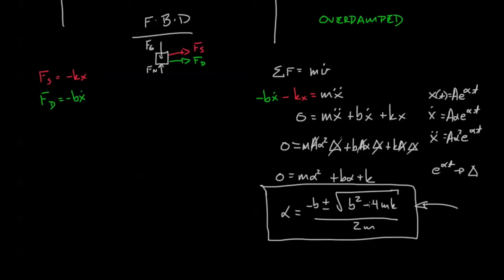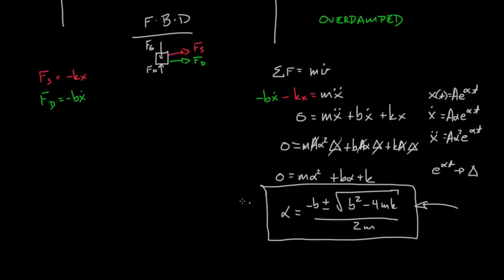Underneath this radical, that b squared minus 4mk could be positive, in which case you have some sort of real solution. It could be negative, in which case you have e to some imaginary exponent, and you're going to have oscillations from Euler. Or it could go to 0, in which case you're going to have a really simple solution. Now let's flesh this out a little bit more. Let's first pretend that it's real.